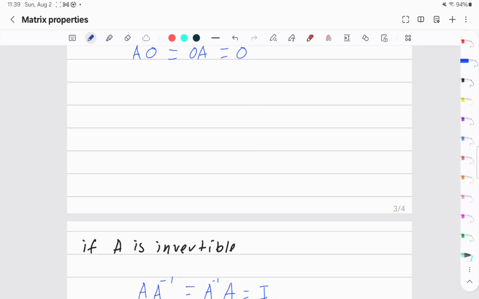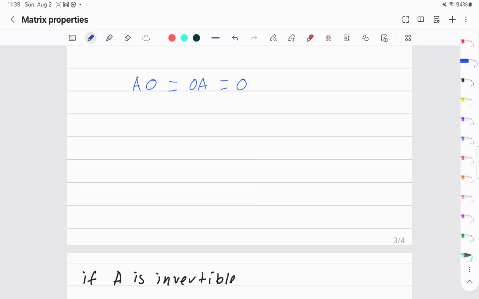But until then, today's video is all about the matrix properties. These are some basic ones. Keep them in your head and try not to forget.